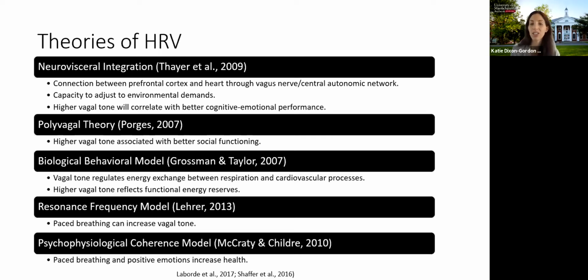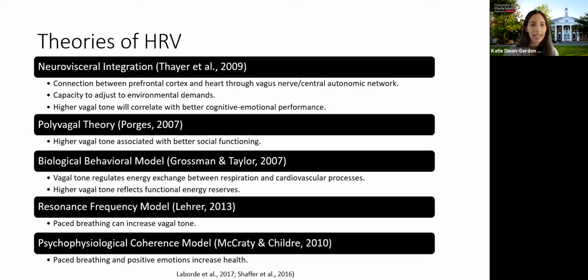The polyvagal theory focuses on vagal tone as potentially evolutionarily associated with social functioning and helping us to modulate our response to stress so that we can engage effectively in social situations. And here again, higher vagal tone is considered associated with better social functioning. There's the biobehavioral model, where vagal tone is supposed to regulate that exchange between respiratory and cardiovascular processes. Again, higher vagal tone reflects better functional energy reserves. Among other overlapping models, a resonance frequency model focuses on how we can actually increase our vagal tone through things like paced breathing. Similarly, the psychophysiological coherence model focuses again on how we can use paced breathing and alter our vagal tone directly.